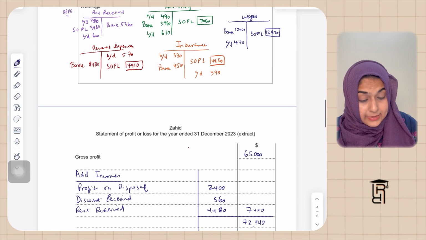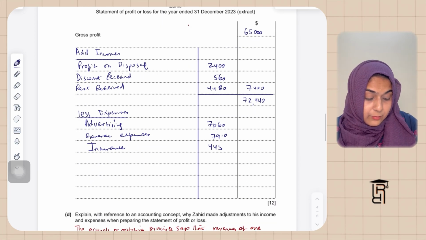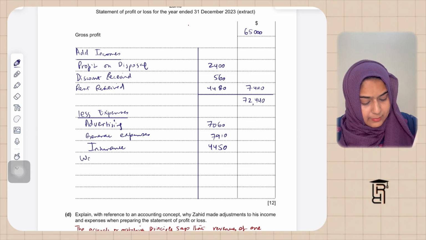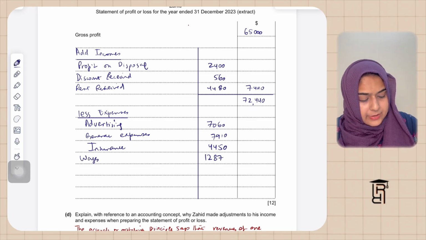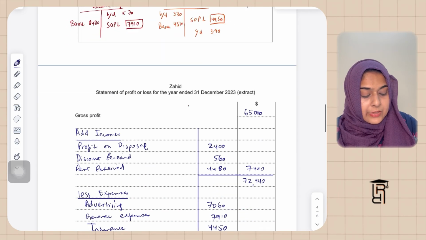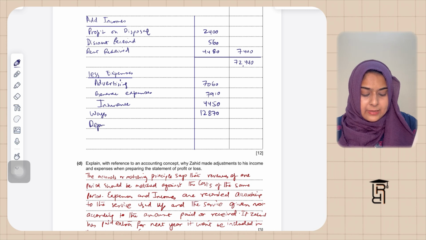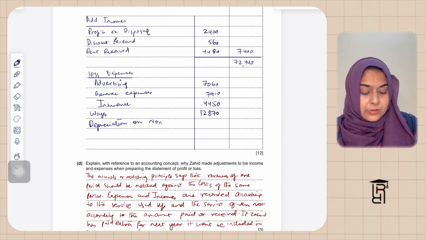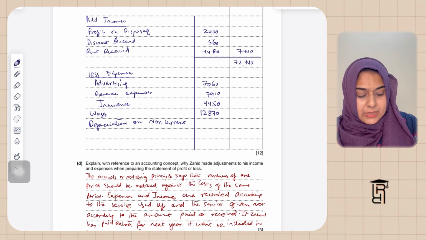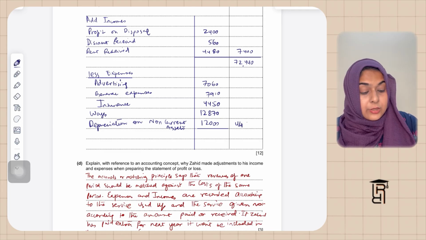इंश्योरेंस के लिए हम यहाँ लेंगे 4450, so I'm going to write here 4450, and then for wages I'm going to write here 12,870. मैंने 12,870 कैलकुलेट किया है वेजेस के टी अकाउंट से, एंड देन आपको याद होगा, डेप्रिसिएशन ऑन नॉन करंट एसेट्स आई कैलकुलेटेड थ्रू the net book value formula. So I'm going to write the whole thing because I don't want my students to write short forms please. Depreciation on non-current assets, which is 12,000, and then now when I'm totaling this, the total will come out to be $44,290.